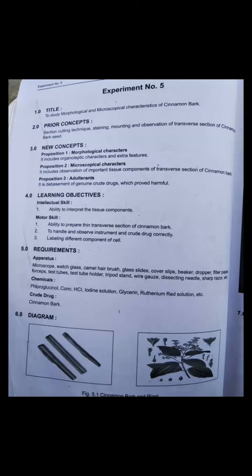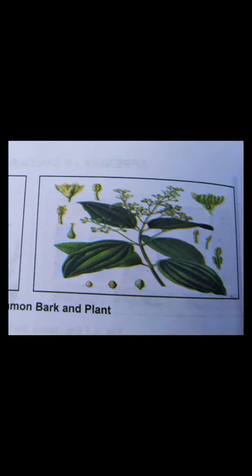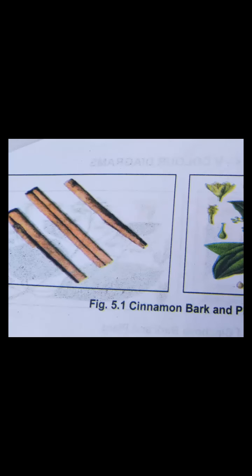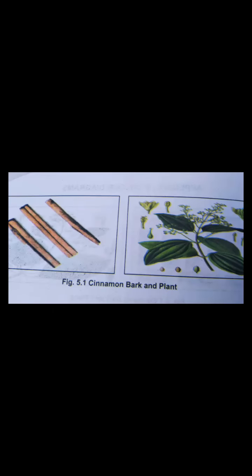Now see the diagram of cinnamon bark. Here is the plant of cinnamon, and these are the cinnamon bark. What is the synonym of cinnamon bark? In English, cinnamon bark, and in Hindi, kalmi dalchini. Kalmi dalchini is the synonym of cinnamon bark.